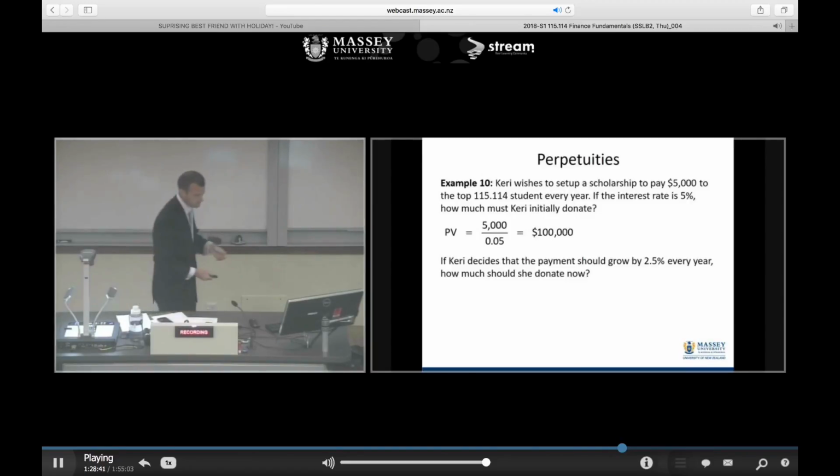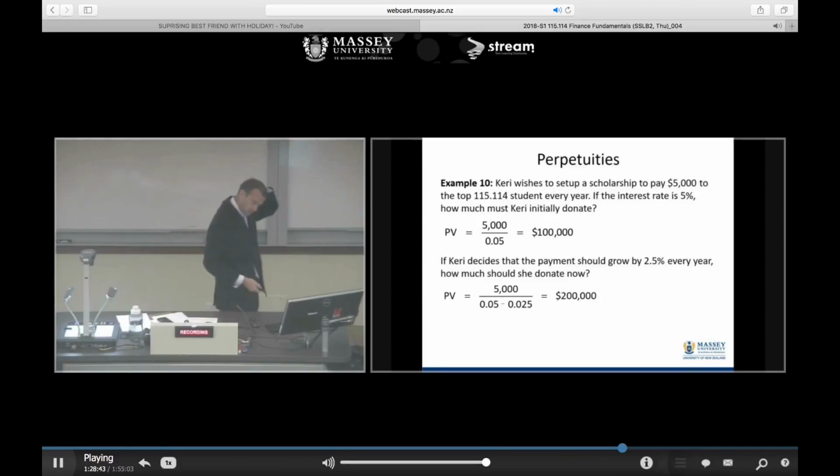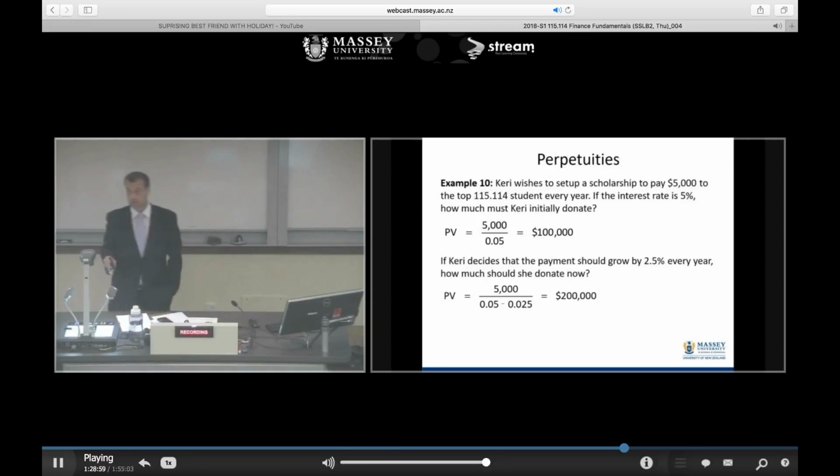So how much will she now have to deposit? Well, it's $5,000, the first payment that is made out of the scholarship, divided by the return of 5% less what she wants it to grow by each year, 2.5%. So now she's going to have to deposit $200,000.